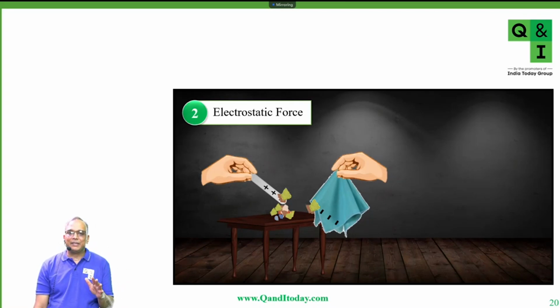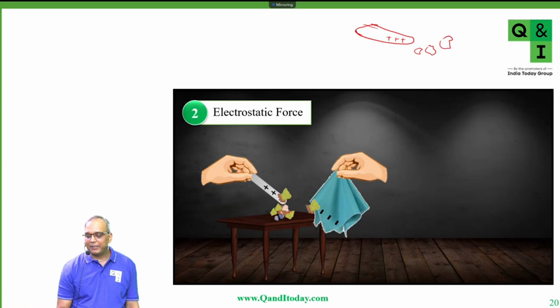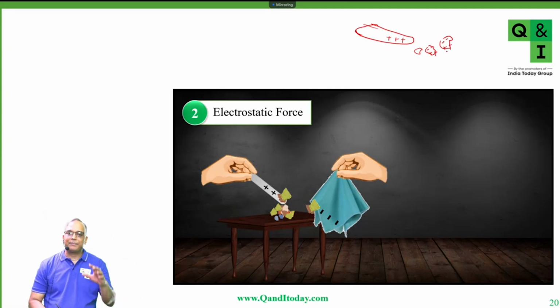Why does that happen? We can do a detailed understanding of that in later sessions. But I'll just give you a hint so that you understand it. Let's say this is the glass rod, which has a positive charge, and these are the bits of paper. Because they are neutral, what will happen? All the negative charge will get attracted towards this positive charge and the positive charges will get repelled.